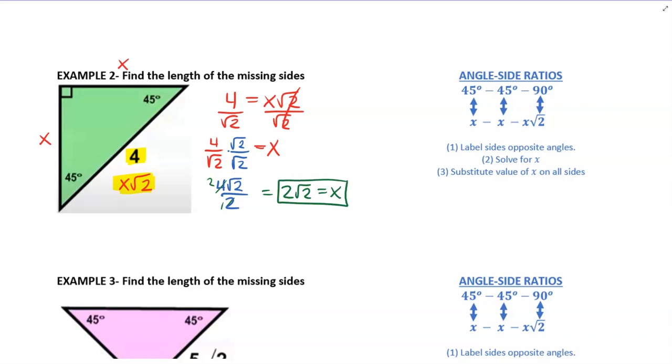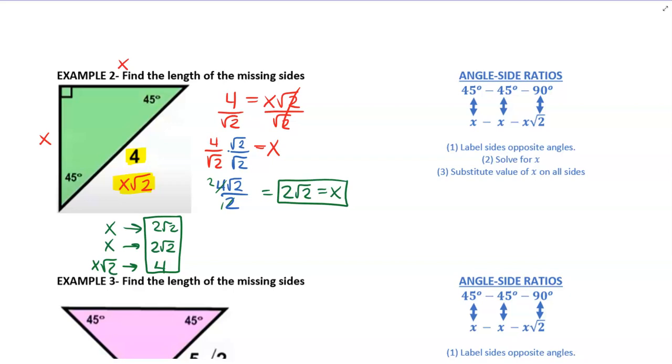So looking at our diagram here, we know that the side that is marked x, the side that is marked x, and the side that is marked x root 2, we now have all of our answers. We know the x root 2 side was equal to 4. We now know the x side, since we solved for x, is just 2 root 2. And there are my 3 sides for example 2.